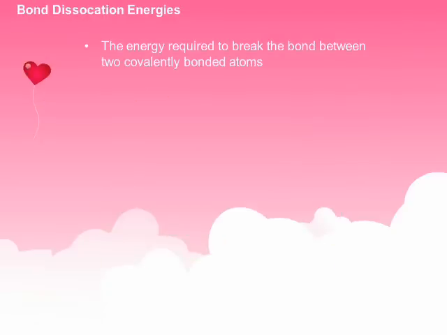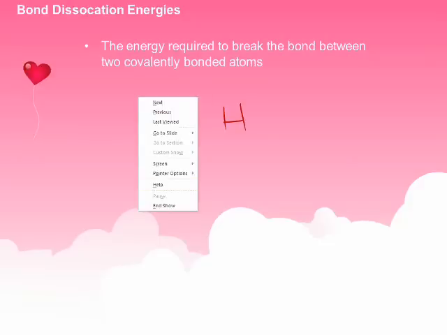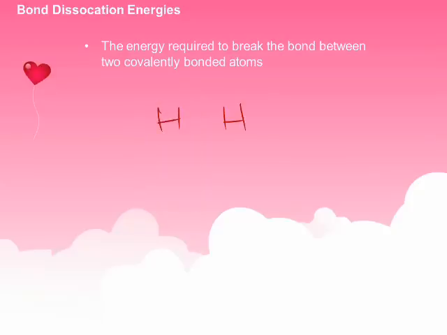Let's talk a little bit about bond dissociation energy. This is the energy required to break the bond between 2 covalently bonded atoms. So if we have H2 here, the energy required to break that bond is the bond dissociation energy. Some will have higher bond dissociation energies, like fluorine, F2. This is a higher energy than H2.